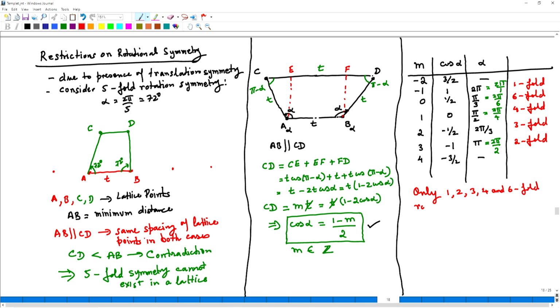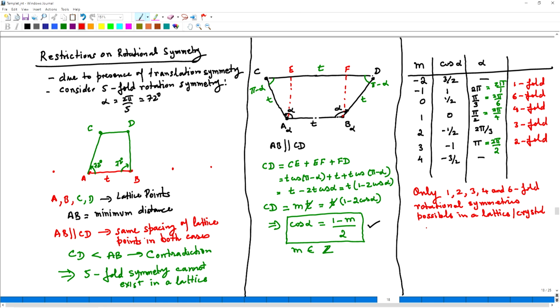fold rotational symmetries possible in a lattice or a crystal. If there was no translation symmetry, then one could have any value of n, and in fact in nature you will see that you have many more rotational symmetries. If you look at some plants, some flowers, you can find even 5-fold rotational symmetries and 8-fold rotational symmetries and so on.